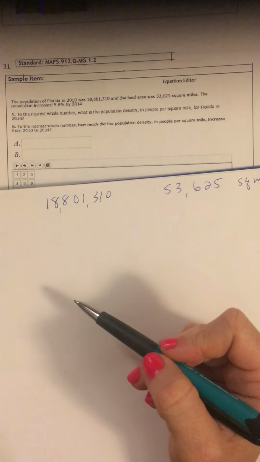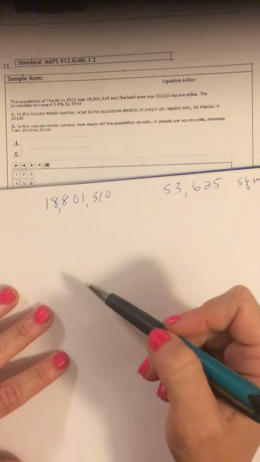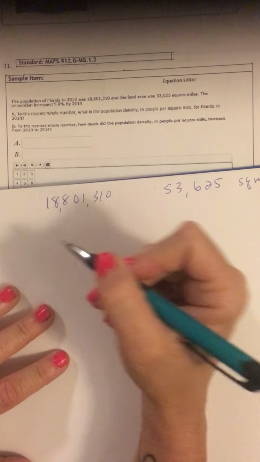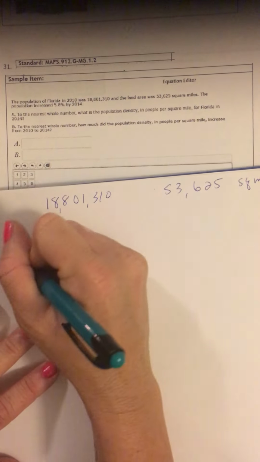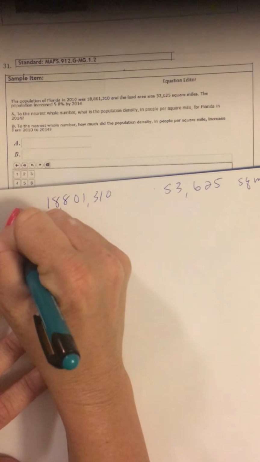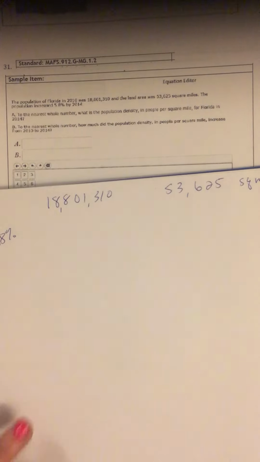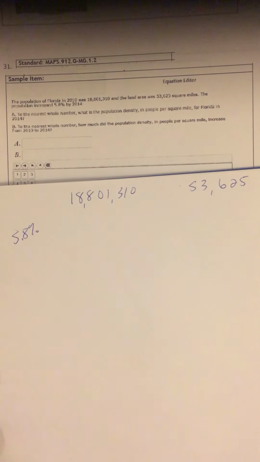It says that the population increased by 5.8% by 2014. So 5.8% in 2014. To the nearest whole number, what is the population density in people per square mile for Florida in 2014?